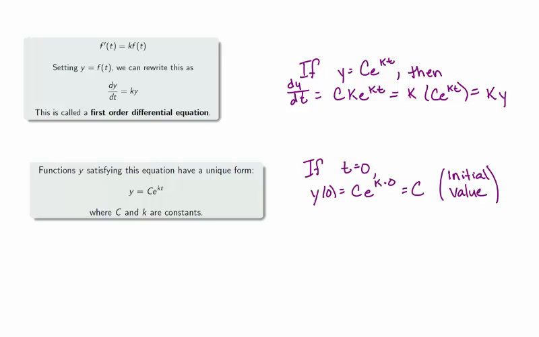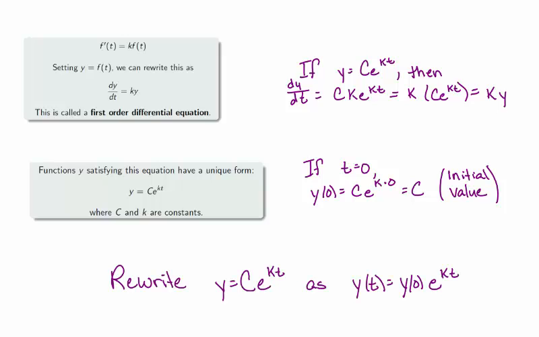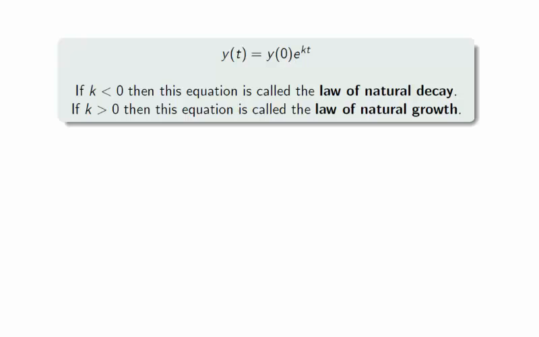Observe that if t equals 0, then y of 0 is equal to c times e to the k times 0, which is just c. This is called the initial value. Thus we can rewrite the equation y equals c e to the kt as y of t is equal to y of 0 times e to the kt. If k is less than 0, then this equation is called the law of natural decay. And if k is greater than 0, then this equation is called the law of natural growth.